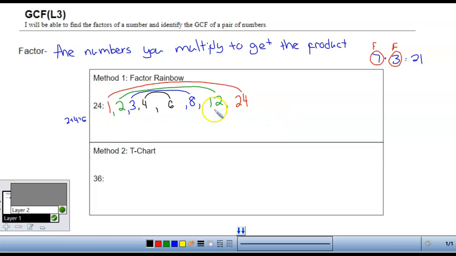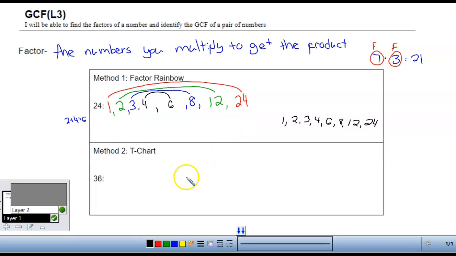So you could have this as your circled answer, or you could rewrite it to look a little bit nicer. And this makes sure I get both halves of the factors.